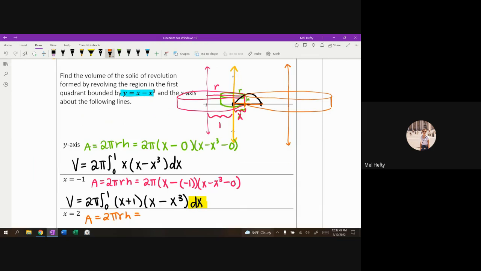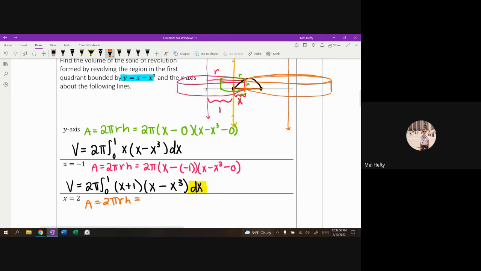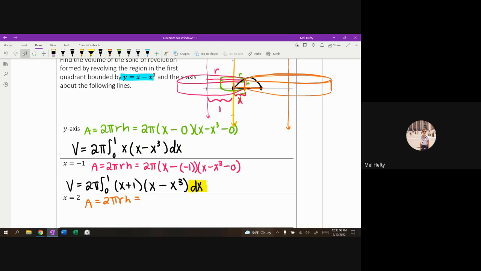Would you agree that if I'm working with this same representative shell, we're still using the same height equation? Yes, the height in this one is very region specific. So we still have our 2 pi, our r is our big question mark, and x minus x cubed down to 0. That's still all good to go. The radius now is a question mark.